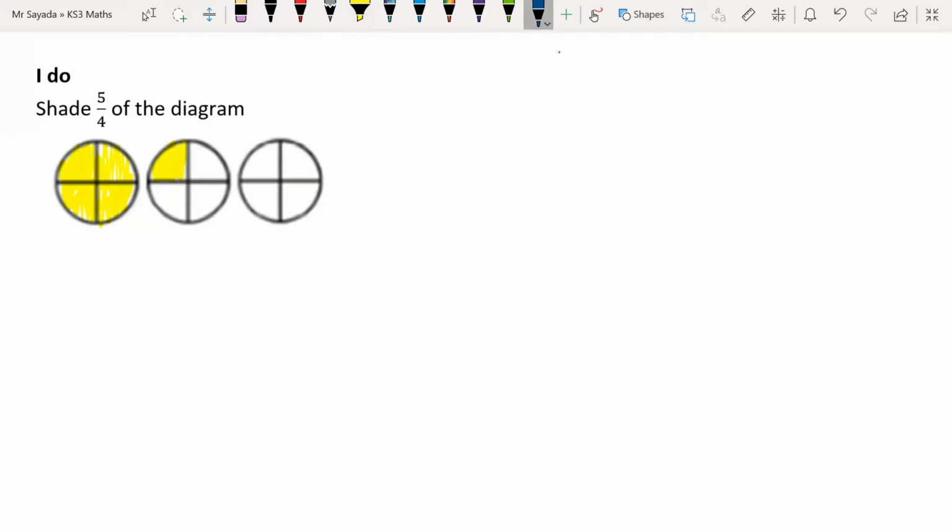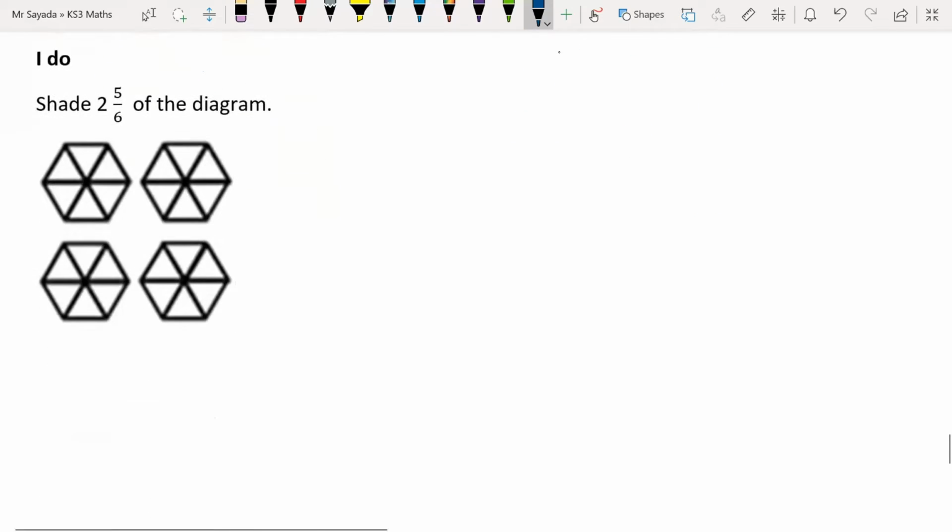Now, as a little bit of an extension, pause the video and write down what fraction is shaded as a mixed number. Press play once you've done that. You should have now written down what fraction of this diagram is shaded as a mixed number. And the answer is, there's 1 whole and then another quarter. So the answer is 1 1/4. So 1 1/4 is exactly the same as, or exactly equivalent to, 5 over 4. They mean the same thing.